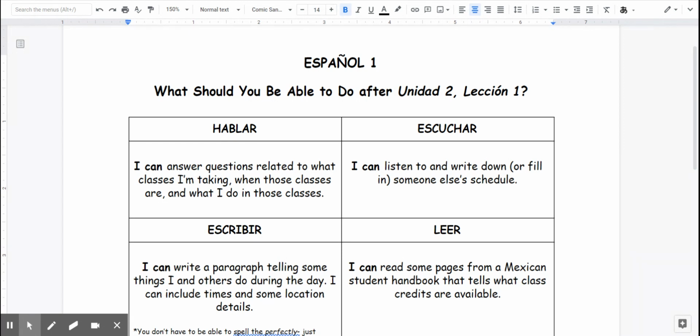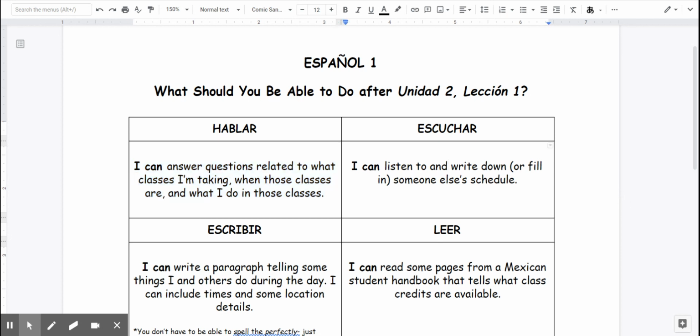Hablar, speaking. I can answer questions related to what classes I'm taking, when those classes are, and what I do in those classes. So obviously we're talking a lot about your subjects, the classes you're taking. So you need to be able to answer basic questions about those classes.